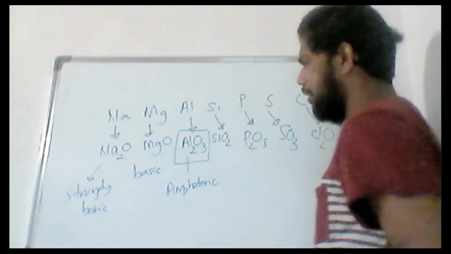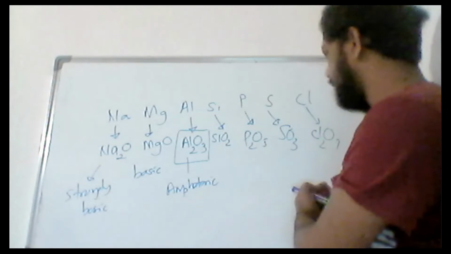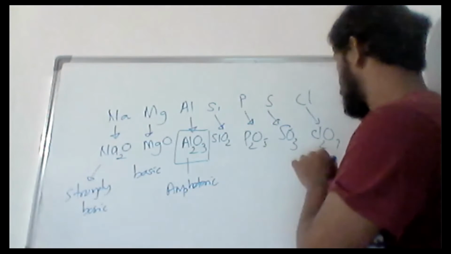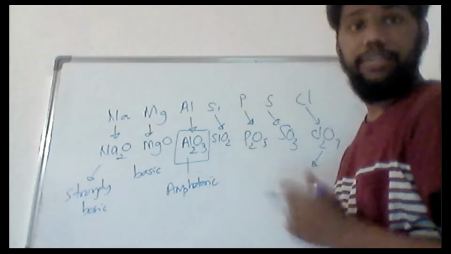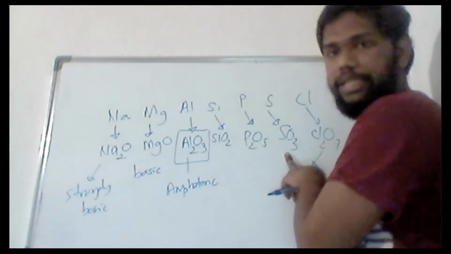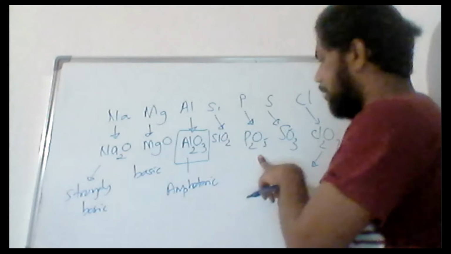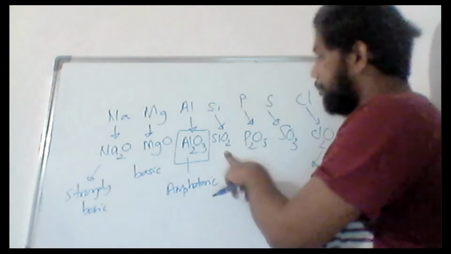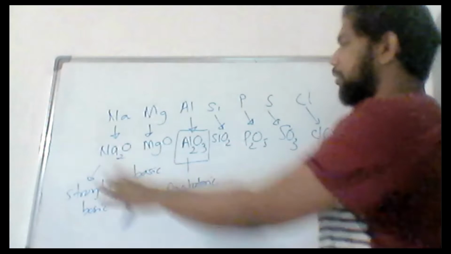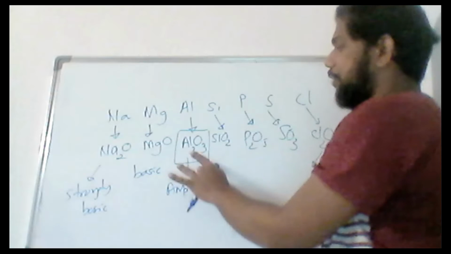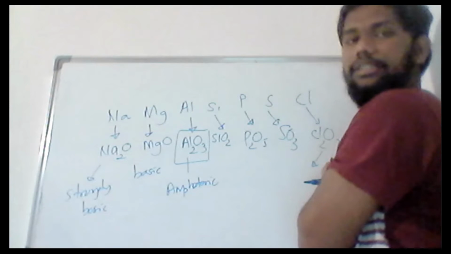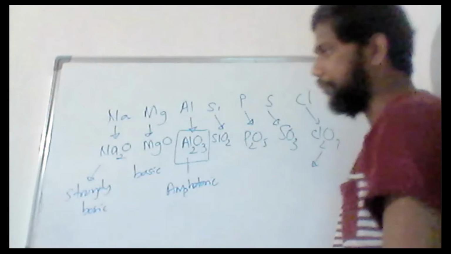Then we have amphoteric. When you go in this direction, it starts to become acidic. The most acidic one is this one, which you can predict as very strongly acidic. Then this becomes strongly acidic, this becomes weakly acidic, and this becomes very weakly acidic. So that is the trend: strongly basic, basic, amphoteric, very weakly acidic, weakly acidic, strongly acidic, very strongly acidic. That is the trend you need to know.